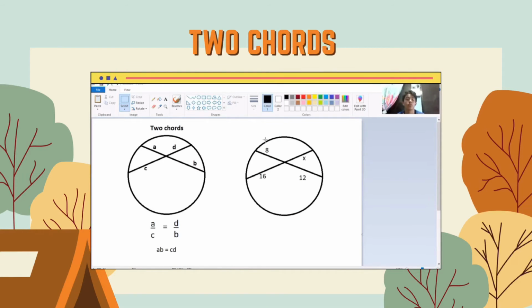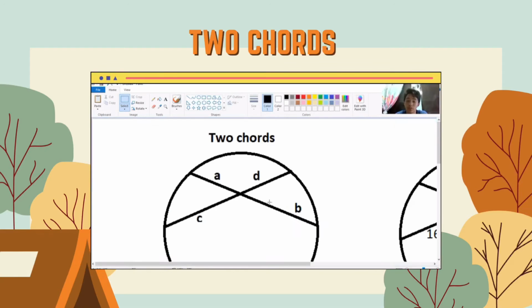Hello guys, today we're going to talk about two chords. So what are two chords? Two chords are two lines intersecting in a circle. And as you can see here, I already drew it so it won't waste my time. So as you can see here, two chords are two lines intersecting in a circle. So right here.